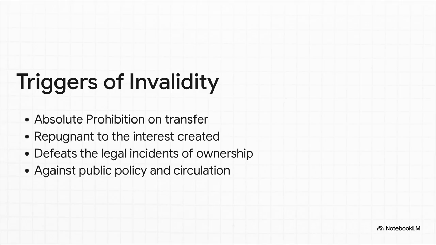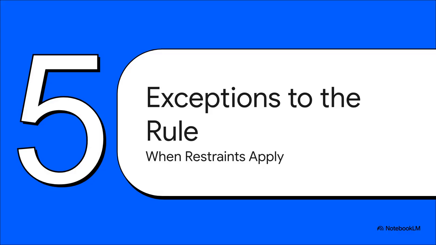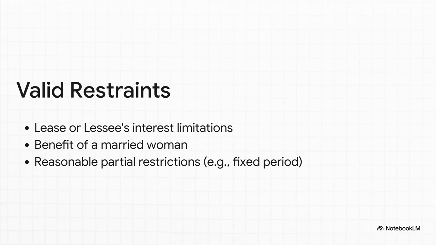Furthermore, if we allowed absolute prohibitions, it would lead to a harmful concentration of wealth, and maintaining the free circulation of wealth is vital for public policy. Section 5. Exceptions to the rule. Let's read the exceptions. 1.